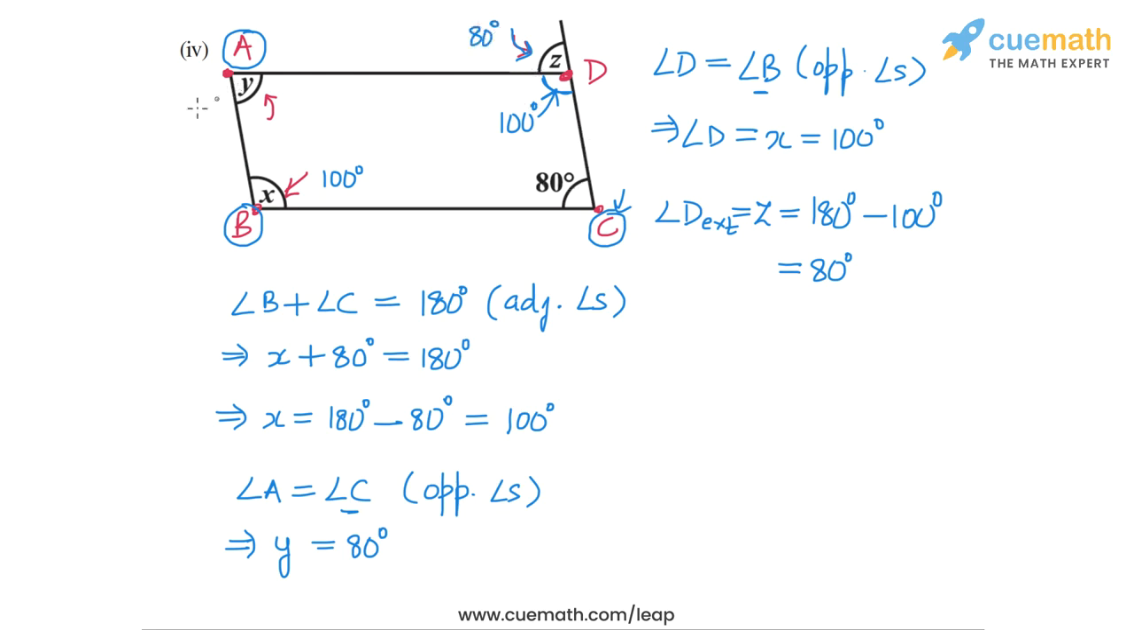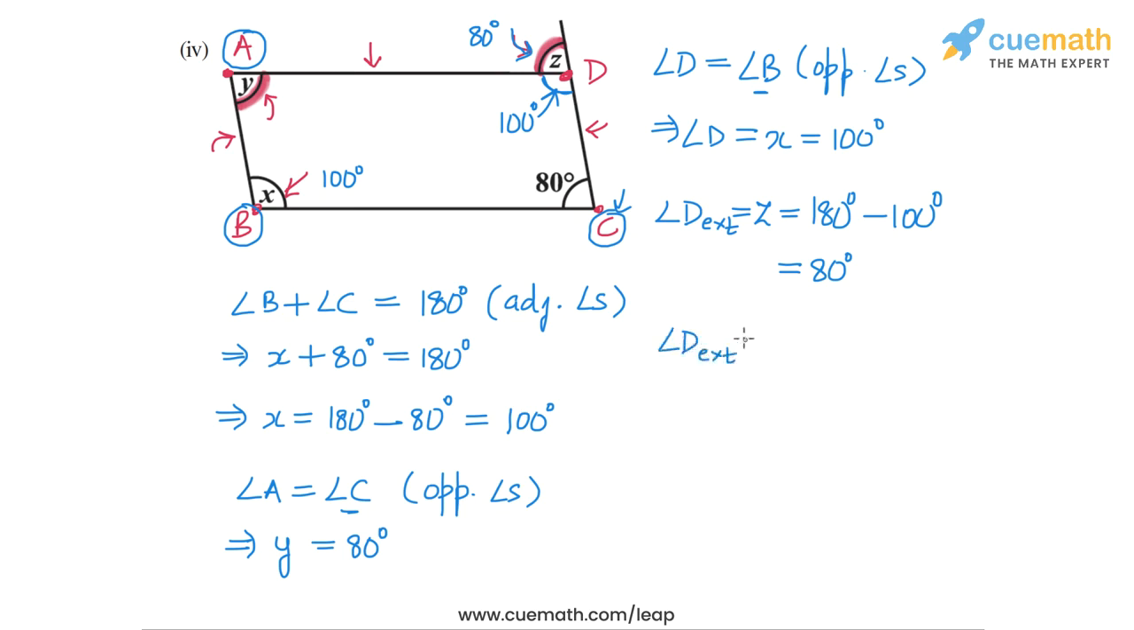The other way is to note that the exterior angle at D, which is Z, forms an alternate interior angle pair with Y, right? Because if we take the parallels AB and CD and the transversal AD, we see that Y and Z form a pair of alternate interior angles. So we can use this fact as well.